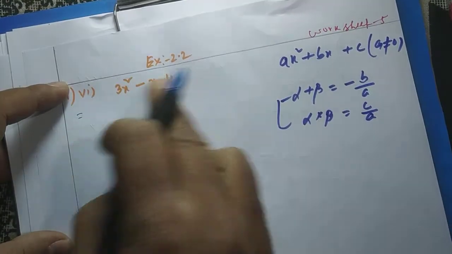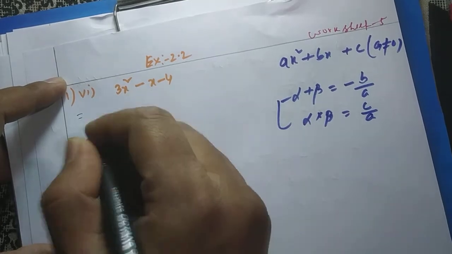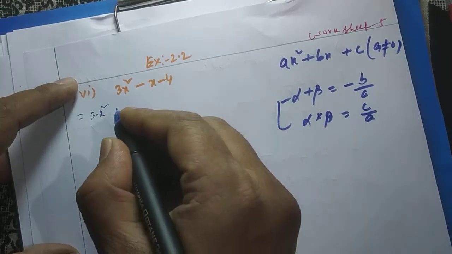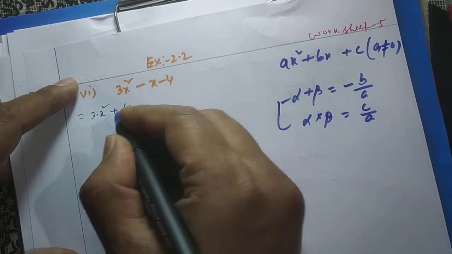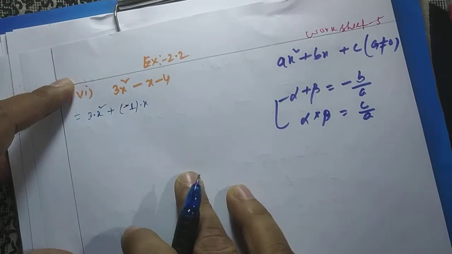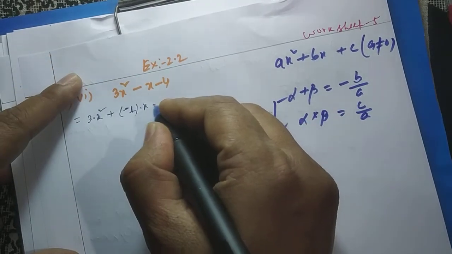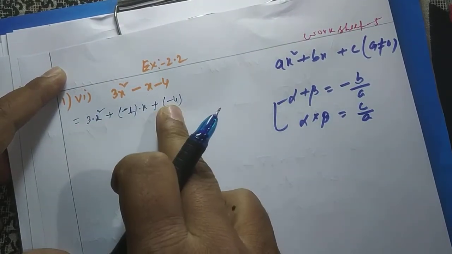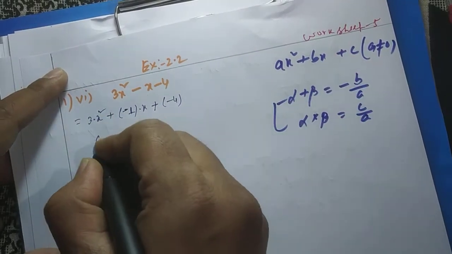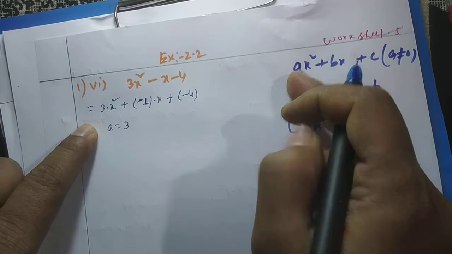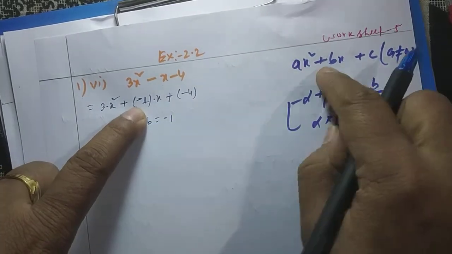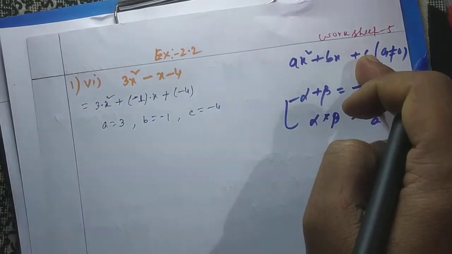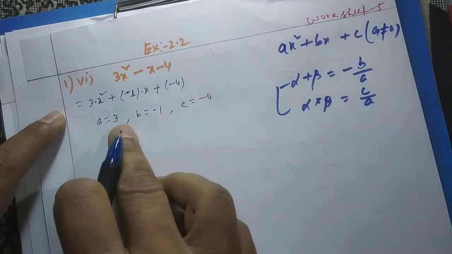For this purpose we need to modify. Now this 3x² can be written as 3 into x² as it is. This −x can be written as plus minus 1 into x, and this −4 can be written as plus minus 4. Correct? Now compare these modifications with the general form. Then we get a = 3, b = −1, and c = −4. So in this way we have got the coefficients a, b, c.